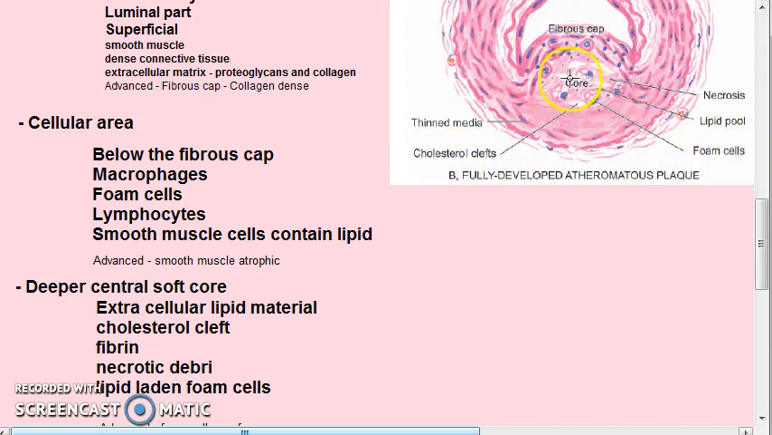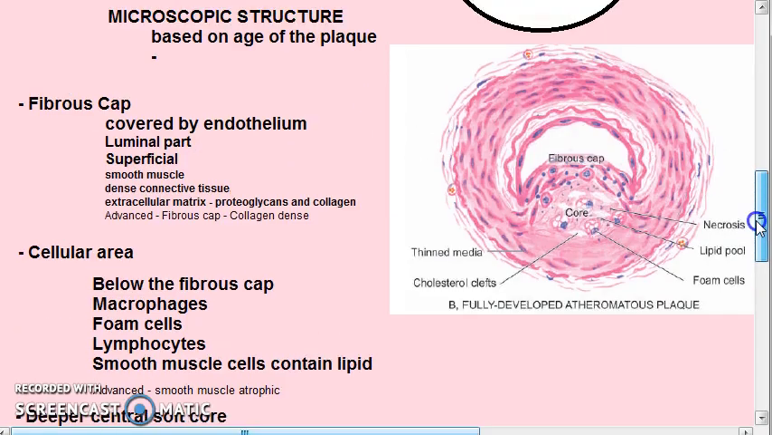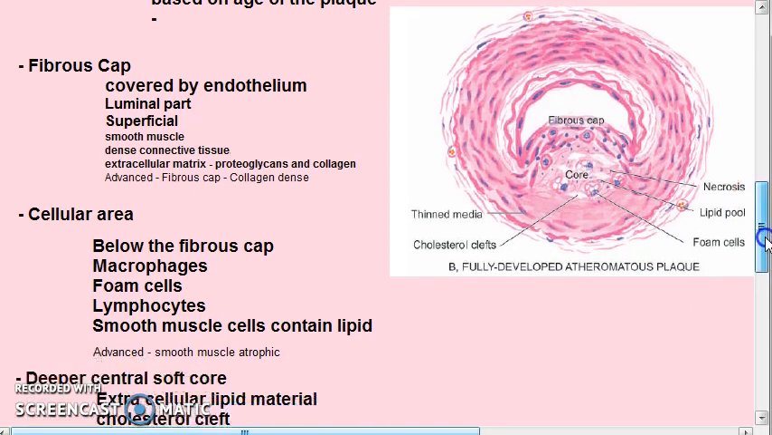Foam cells, can you see? These are the macrophages which have swallowed the lipid. Then you can see the extracellular lipid pool, necrosis, and the media is thinned. You can see the media is thin here. Please practice this diagram nicely. It will fetch a lot of marks.